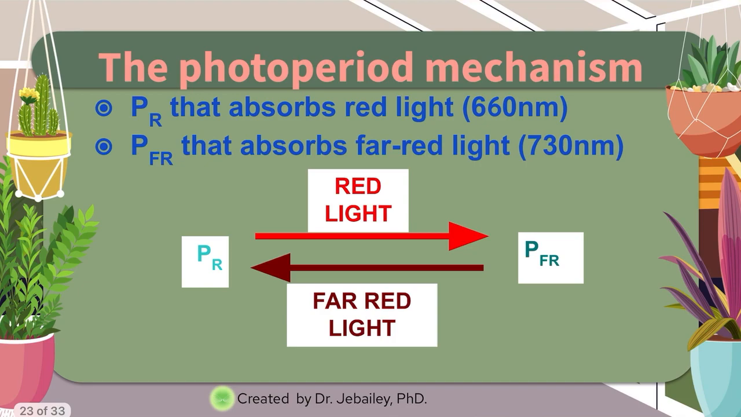So we are going to repeat this many times to help you out. We know PR is the one that absorbs the red light, which is 660. And PFR is the one that absorbs the far red light, which is 730. You have to know this. So here you see PR, the inactive form. It wants to become PFR, which is active. So the red light will be absorbed by this pigment, because remember, these guys are pigments. So PR absorbs the red light and turns into PFR.